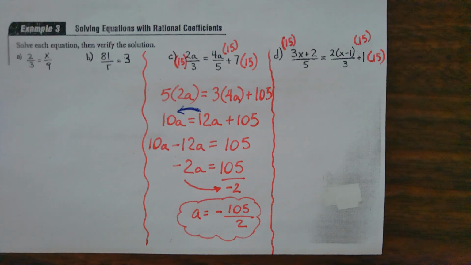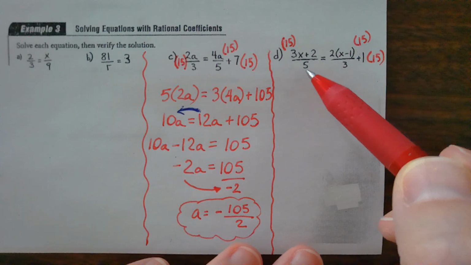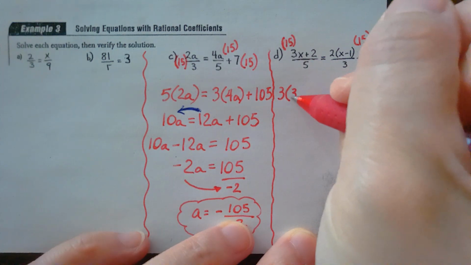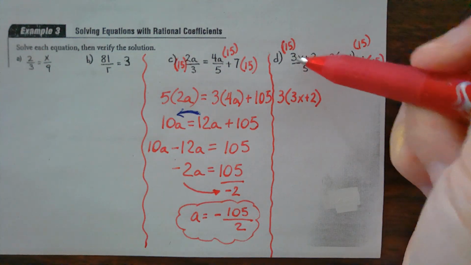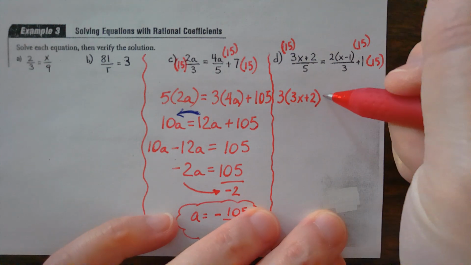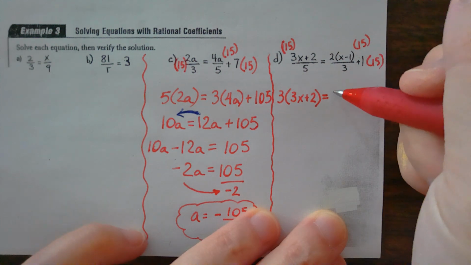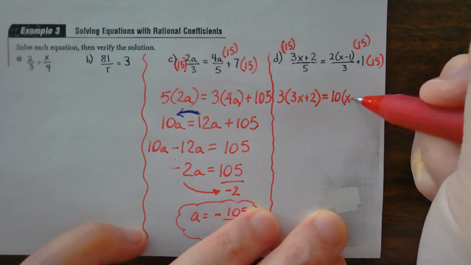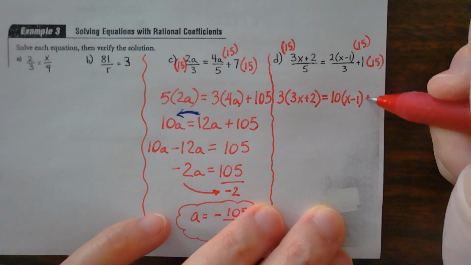Just like what we were doing here, 15 divided by 5 is 3. So I have 3 times my numerator, which is 3x plus 2. Where did the bracket come from? Because all this is in my numerator, so that's why I put a bracket around my whole numerator. 15 divided by 3 is 5. So 5 times 2 is 10. So I have 10 times this. And then lastly, 15 times 1 is 15.